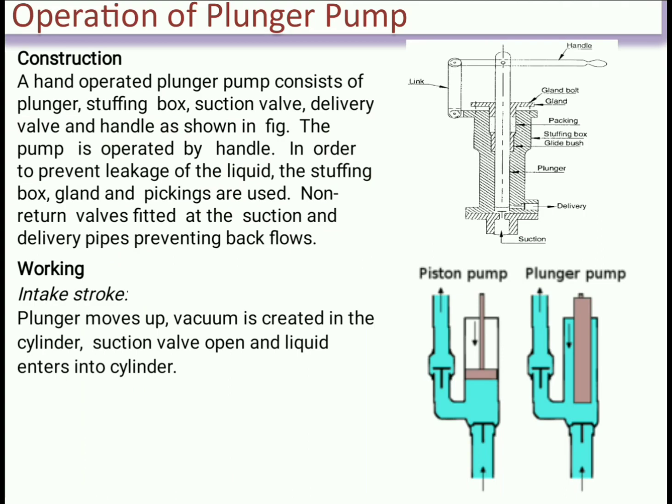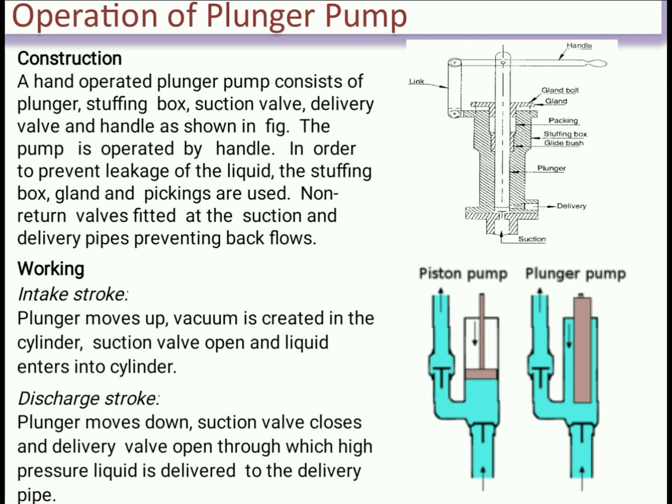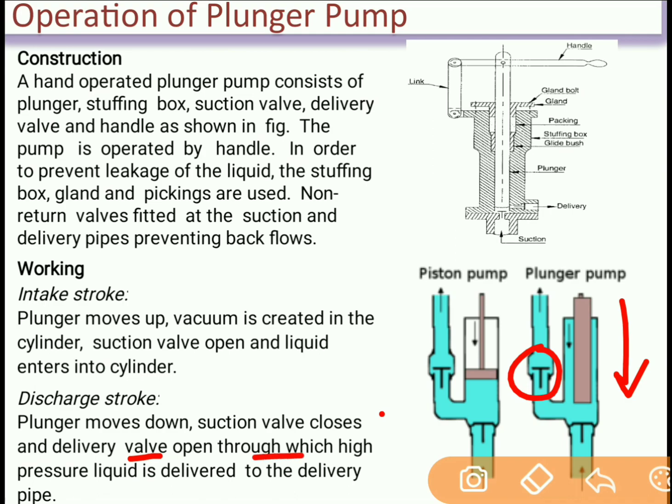Now let us understand the working of plunger pump. First is the intake stroke. In the intake stroke, the plunger moves in the upward direction. This will cause a vacuum at the bottom of the plunger, and because of this vacuum, the suction valve will open and the liquid from the suction pipe will transfer to the cylinder. Next is the discharge stroke. In the discharge stroke, the plunger will move in the downward direction, which will cause the suction valve to close and the delivery valve to open. And because of this, the pressurized liquid will transfer to the delivery pipe through this delivery valve.